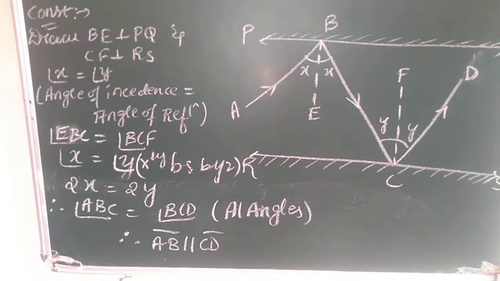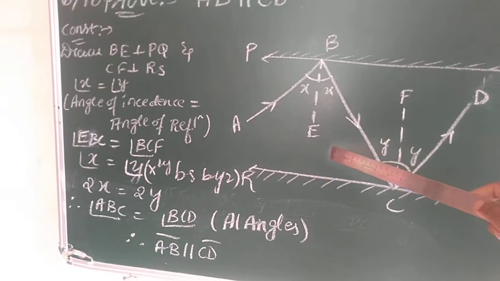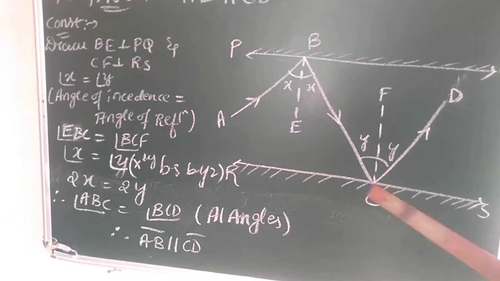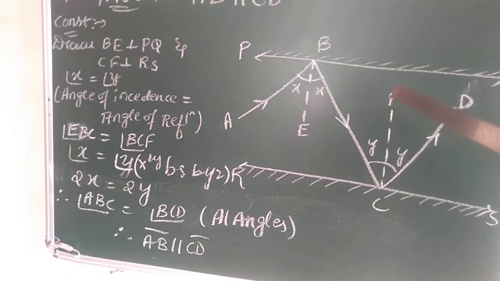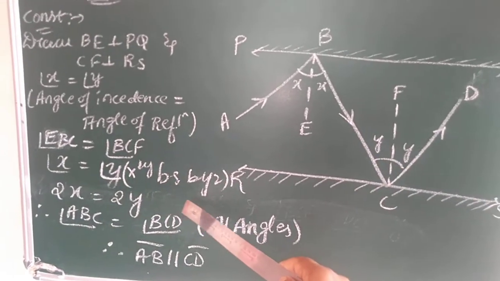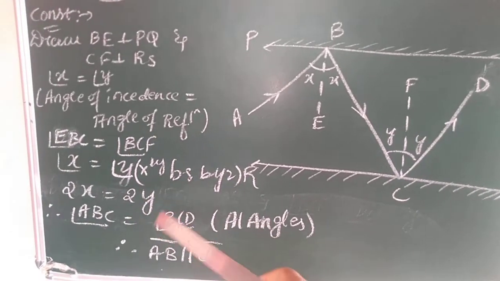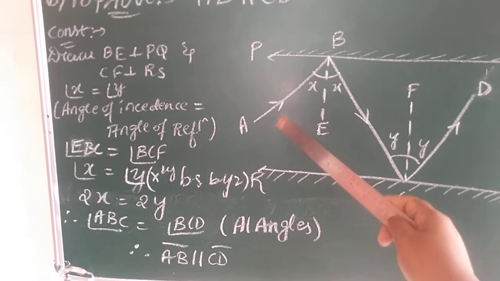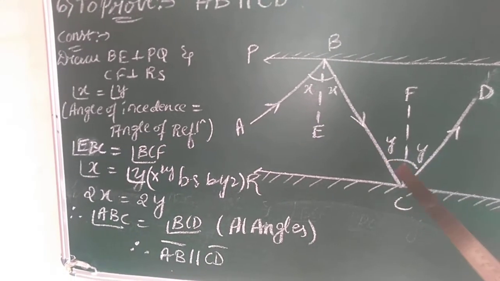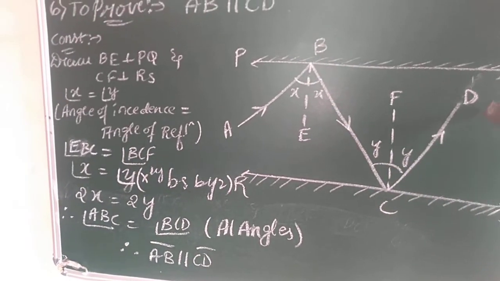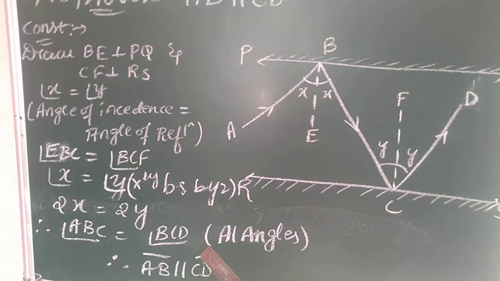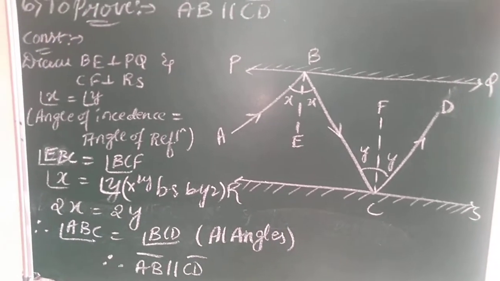So whatever I have explained I have written here, children. First we are going to draw BE perpendicular to PQ and CF perpendicular to RS, and then we are going to prove BE is parallel to CF as these two alternate angles are equal. Next step I am going to multiply both sides by 2. When I multiply x and y by 2, one becomes 2x and the other becomes 2y. 2x is nothing but the complete angle ABC, x plus x is 2x. Similarly y plus y is 2y. BCD is the complete angle 2y. Hence I will replace 2x and 2y by ABC and BCD. As the alternate angles are equal, the lines are parallel.